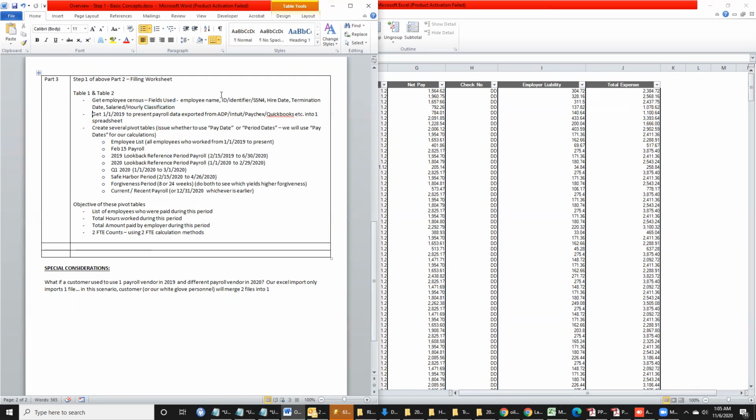Anyway, so we are looking for a payroll report from 2019 to present, and the data could be coming from any one of these four formats, payroll providers in their format. And our objective is, once you get this data, we have to create several pivot tables. Basically, I'm going to show you one or two examples, not all of them, but you will get the idea of the amount of effort and what data we are collecting.